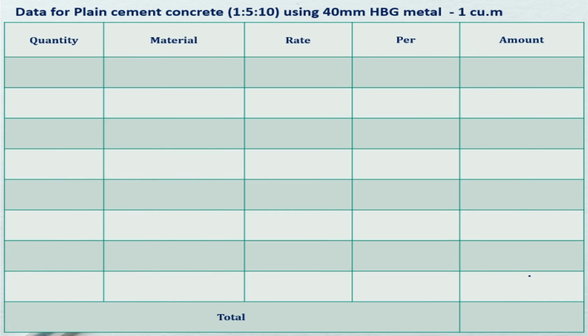Write down the data required for the calculation of PCC 1510 cost per cubic meter: quantity, material, weight per amount. Quantity is taken from the given data in the question.